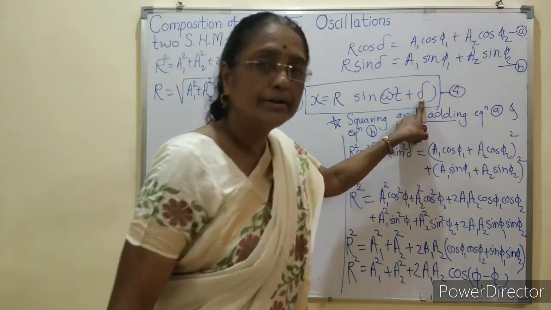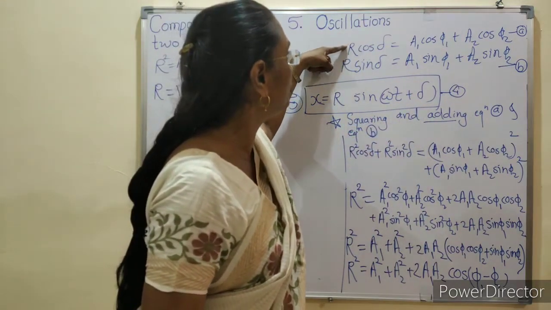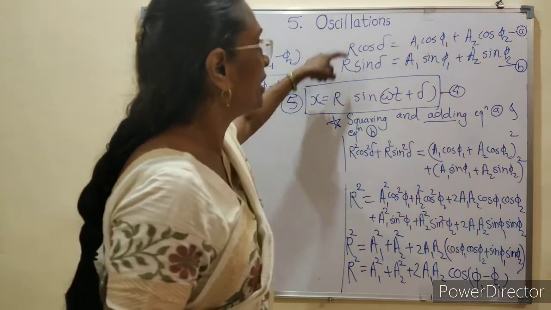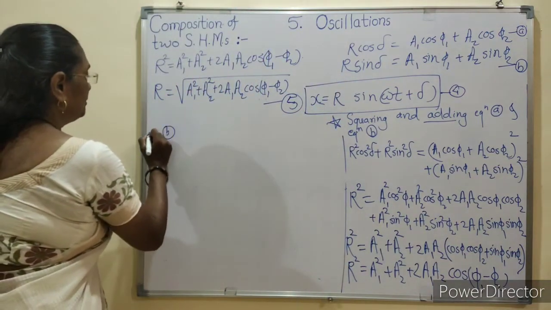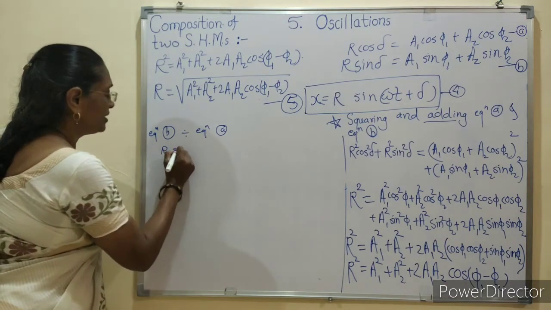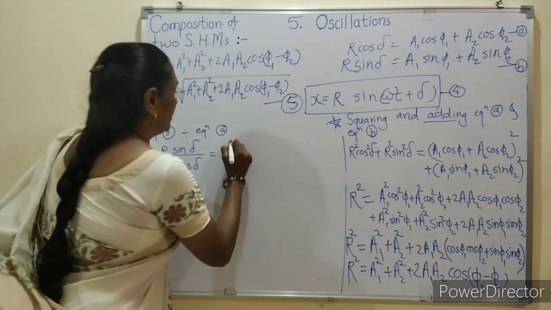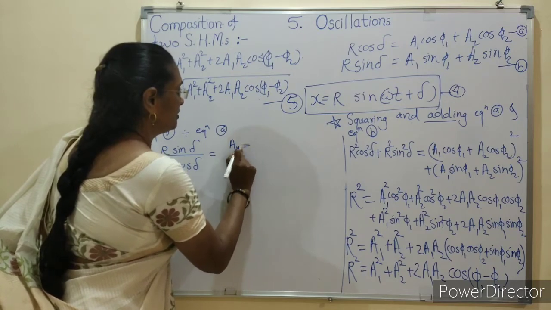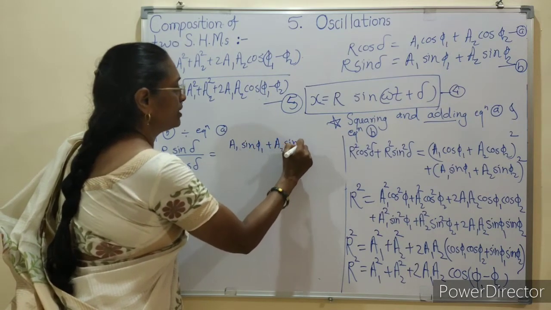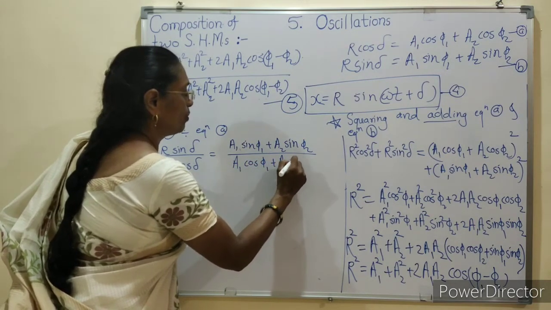Now we have to obtain delta. For the determination of delta also we have to use equation A and equation B. How can we use it? Here, divide equation B by equation A. So dividing equation B by equation A, we get R sin delta upon R cos delta on the LHS, which is equal to A1 sin phi1 plus A2 sin phi2 divided by A1 cos phi1 plus A2 cos phi2.